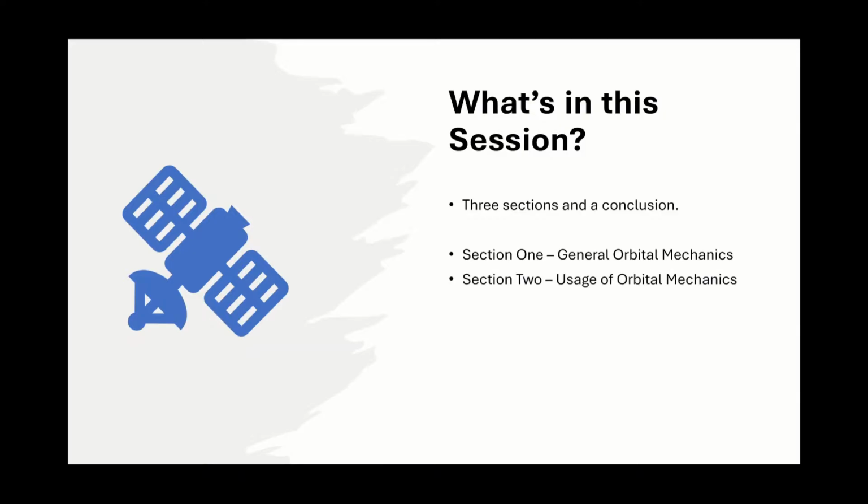Section 2 is on the usage of orbital mechanics. So this is taking our knowledge from section 1 and applying it to spacecraft. And section 3 is the exploitation of orbital mechanics. That's taking our knowledge from the last 2 sections and applying it to a space mission. And then finally, we have a wrap-up on what we discussed and a puzzle.